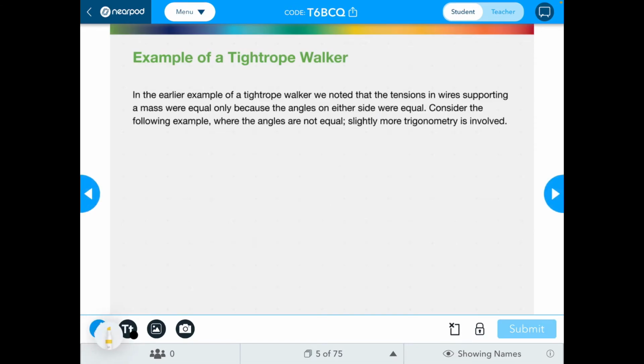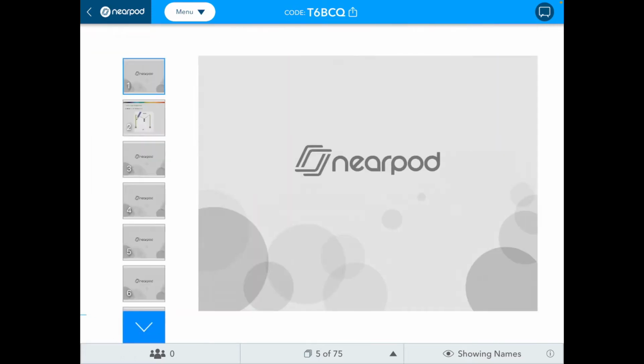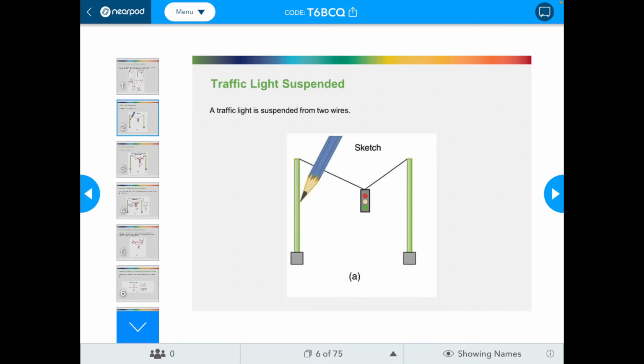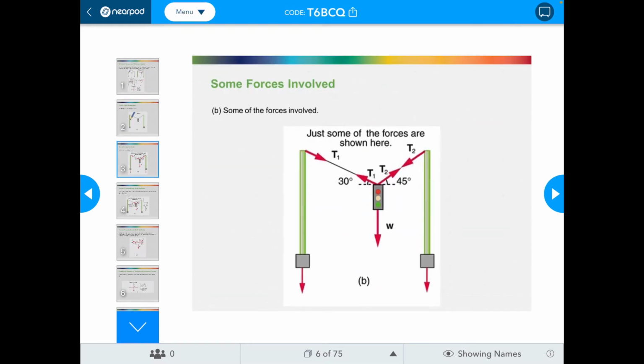So now we're going to get into our tightrope walker that we mentioned at the last video and the last notes. We had one where the tightrope walker was balanced in the middle. The angles were the same on either side, so there's a special formula when that case happens. However, that's not always the case. So here we have this traffic light. It's not in the middle. It is at two different angles. So there's a bit different work that needs to go into this one.